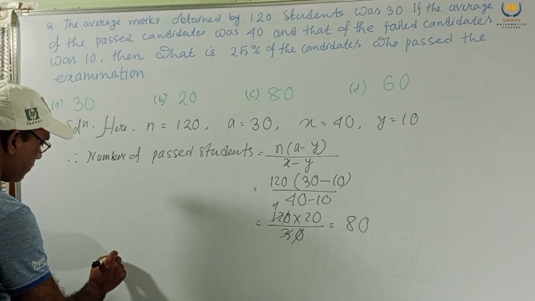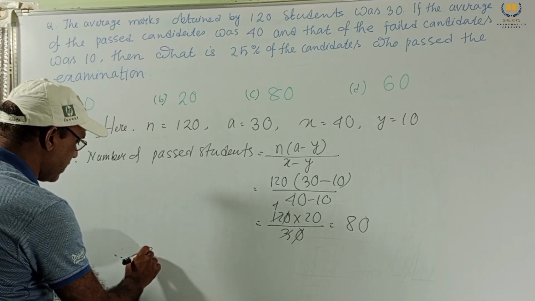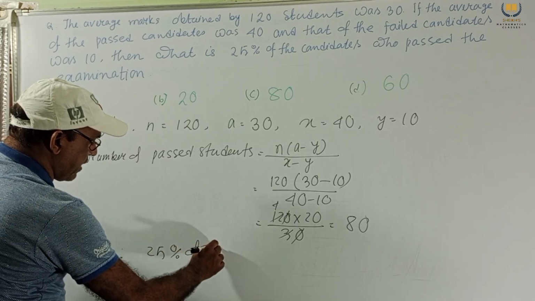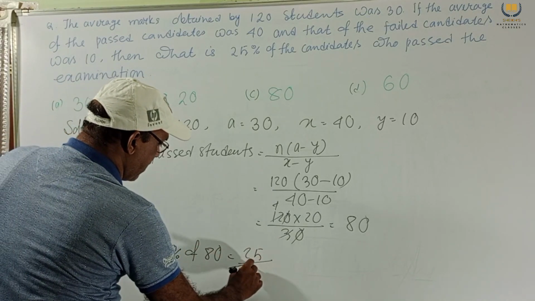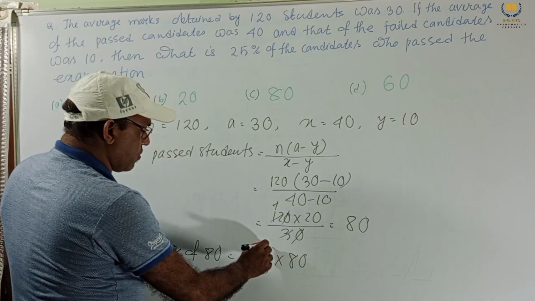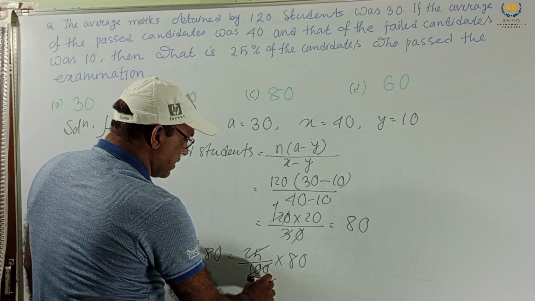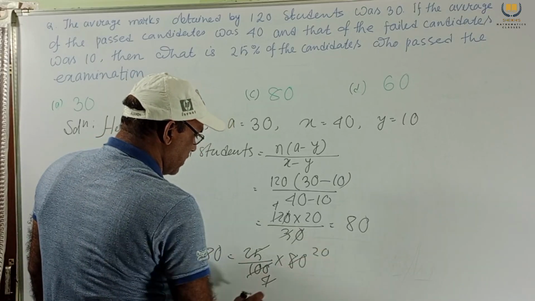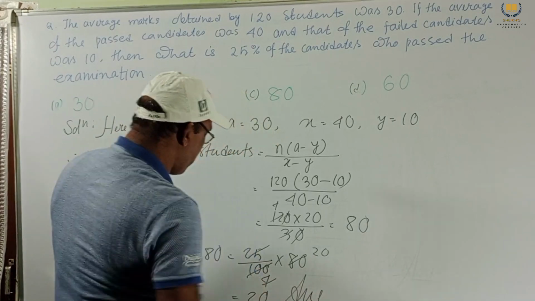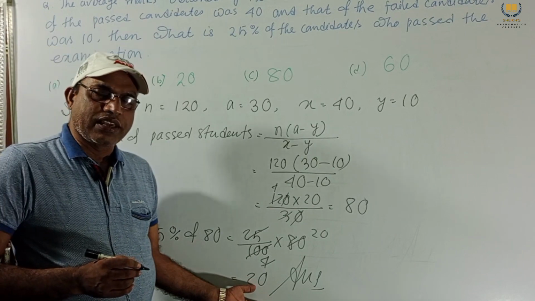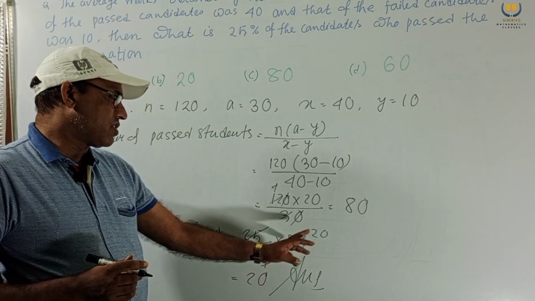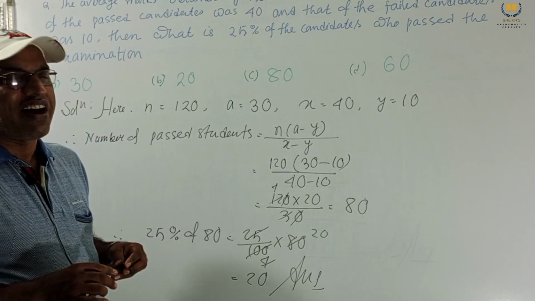So therefore, 25% of 80 equals 25 by 100 into 80. So this is 4 and this is 20, and this will be 20, the answer. 25% of 80 is 20, or directly, in the shortcut method, we can write 80 by 4, that means 20. So this is our final answer.